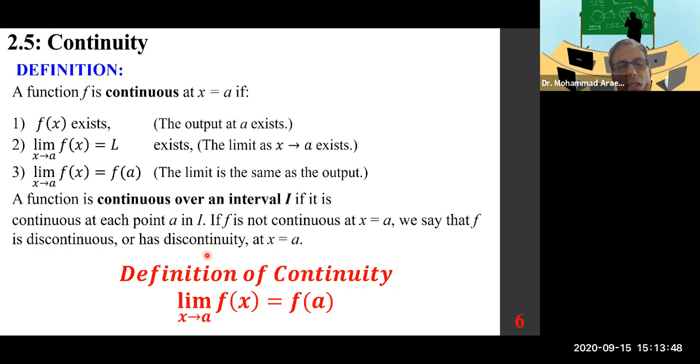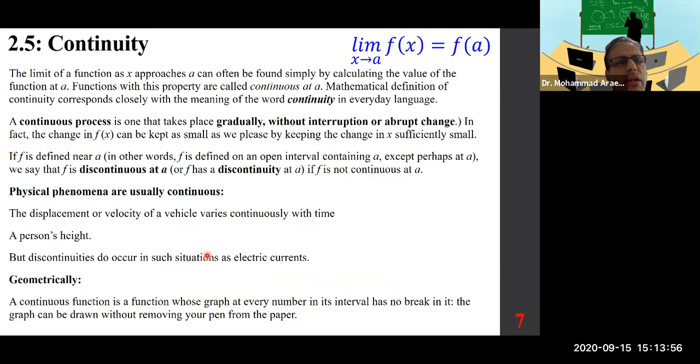So in short, the limit of f of x as x approaches a equals f of a, that means the function is continuous, okay? And this thing happens in the real world. A continuous process is one that takes place gradually without interruption or abrupt change, okay? And the physical phenomena are usually continuous. You can read this page on your own. The displacement or velocity of a vehicle varies continuously with time, or a person's height.